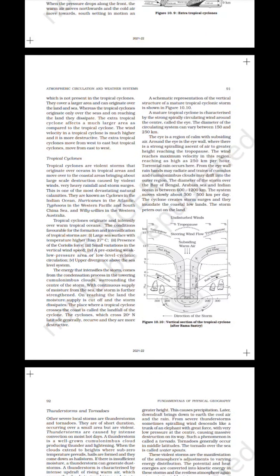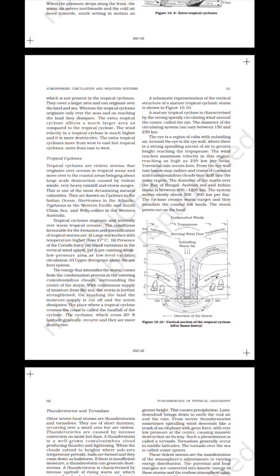They cover a larger area and can originate over the land and sea, whereas the tropical cyclones originate only over the seas and on reaching the land they dissipate. The extratropical cyclone affects a much larger area as compared to the tropical cyclone. The wind velocity in a tropical cyclone is much higher and it is more destructive. The extratropical cyclones move from west to east, but tropical cyclones move from east to west.